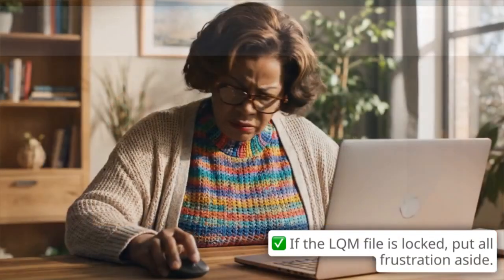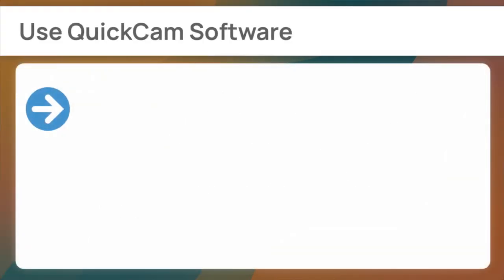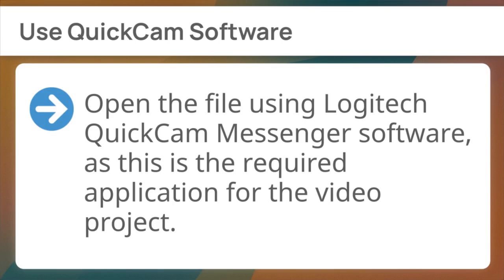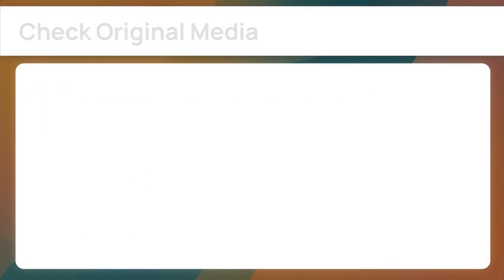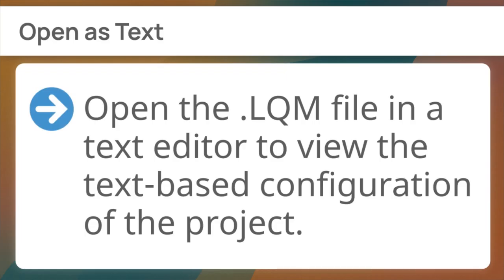We're moving into the next phase with the 3 essential steps to unlock it. First, use QuickCam software. Open the file using Logitech QuickCam Messenger software, as this is the required application for the video project. Next, check original media. Ensure all original video clips referenced by the project are present in the same location, folder they were in when the project was last saved. Finally, open as text. Open the LQM file in a text editor to view the text-based configuration of the project.